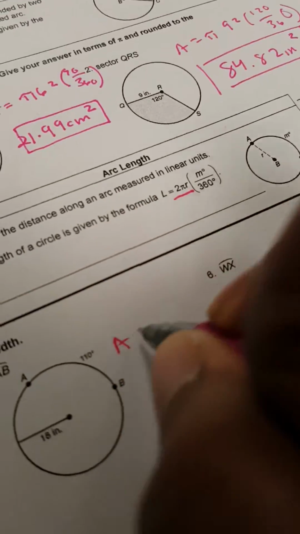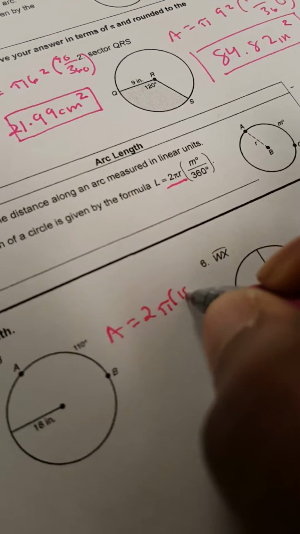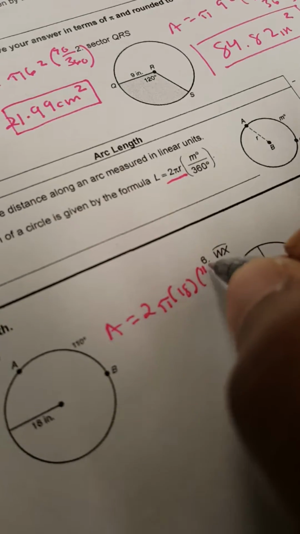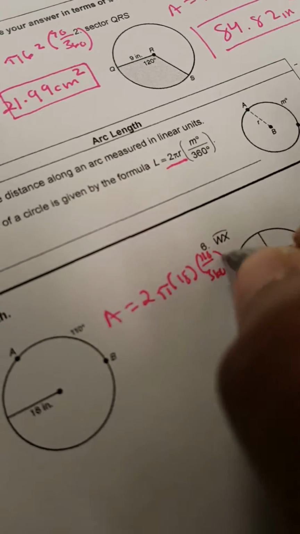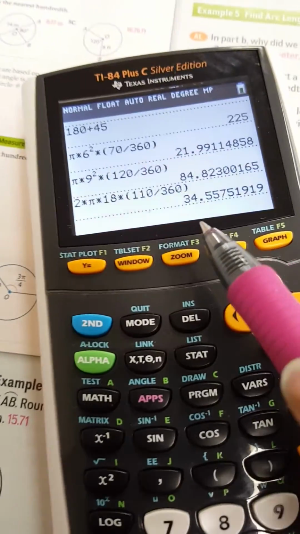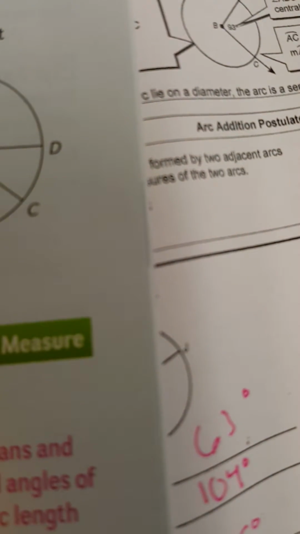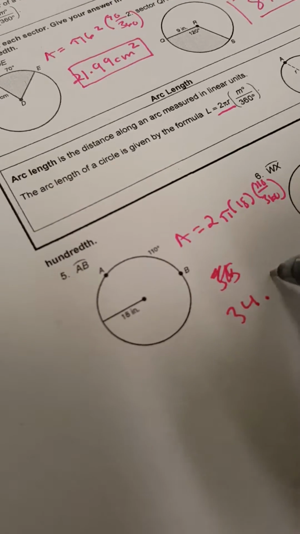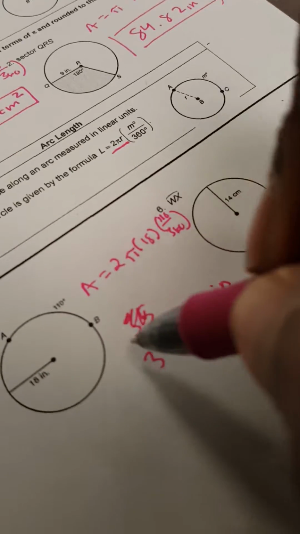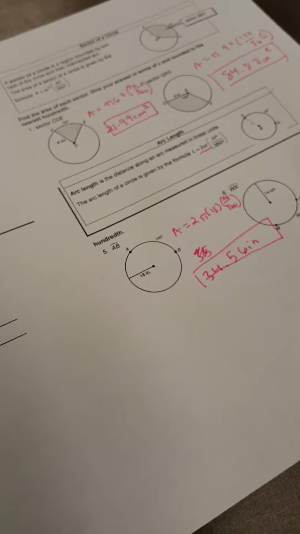So A equals 2 pi 18 110 over 360. Okay, so when you put that in the calculator, you should have gotten 34.56 inches, and since it's like circumference, you don't have to put squared, okay? So 34.56. Okay, you could try number 6 by yourself.